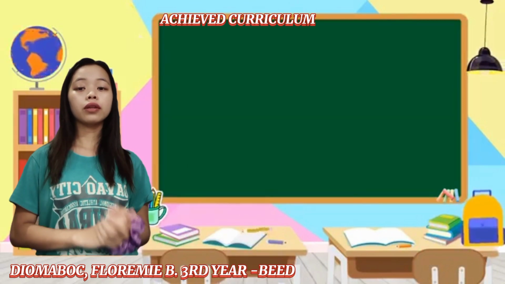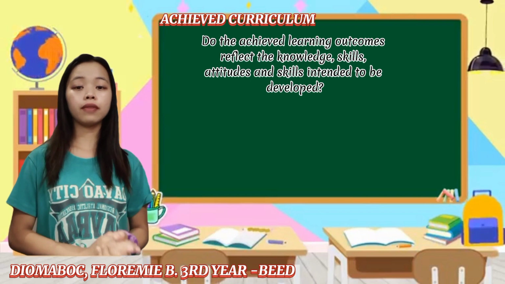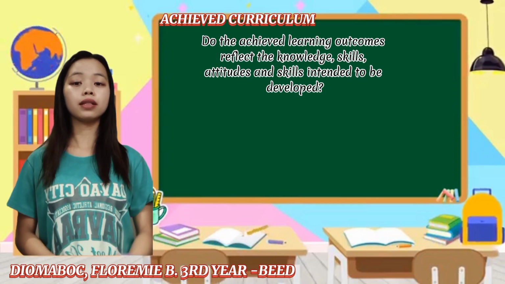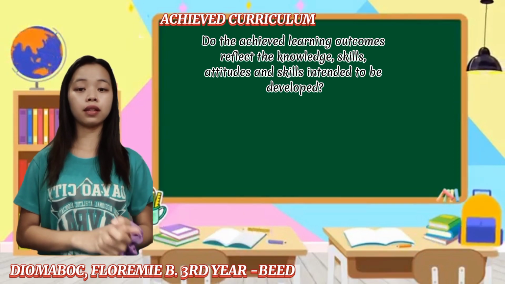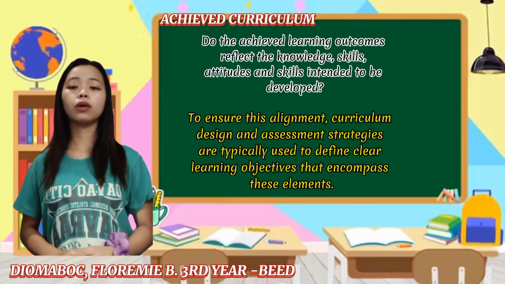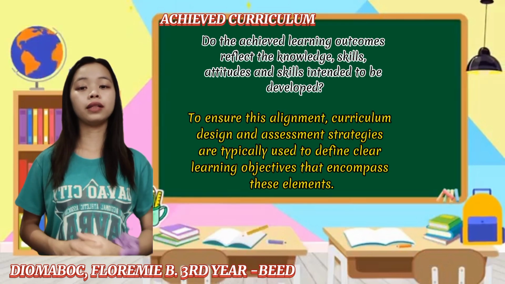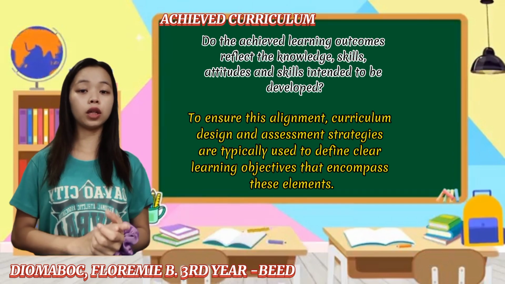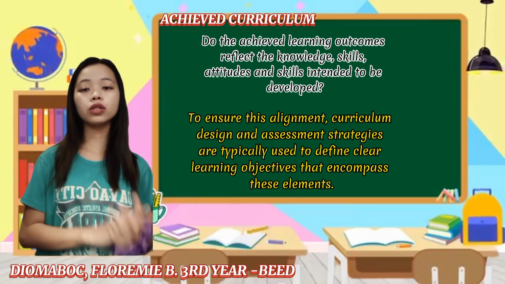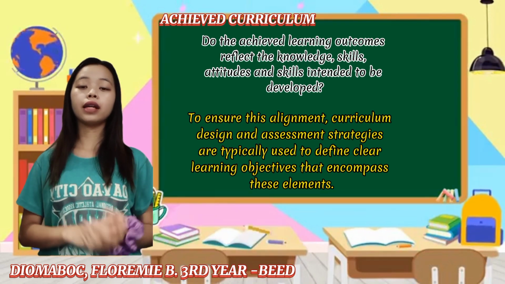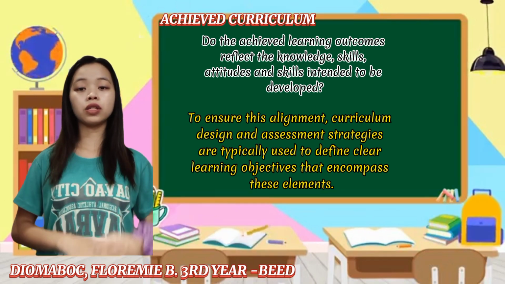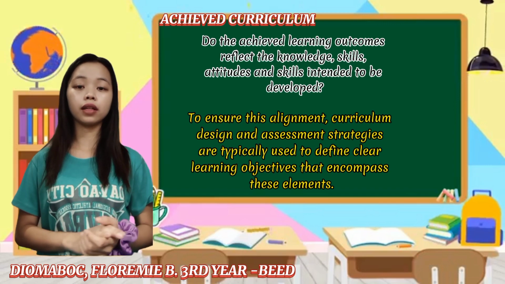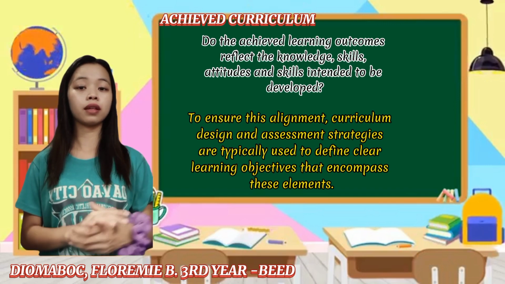So the third question is, do the achieved learning outcomes reflect the knowledge, skills, attitudes, and abilities intended to be developed? The achieved learning outcomes should ideally reflect the knowledge, skills, attitudes, and abilities intended to be developed in the curriculum. To ensure this alignment, curriculum design and assessment strategies are typically used to define clear learning objectives that encompass these elements.